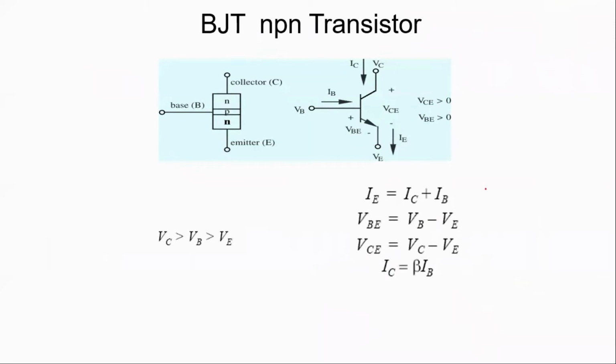So these are the equations involved. This is the base-emitter voltage, VBE, which means VB minus VE. This is the collector-emitter voltage, collector minus emitter. This expression we will be discussing tomorrow. And this you already know: emitter current is equal to collector current plus base current.